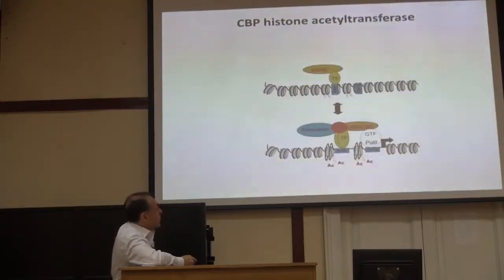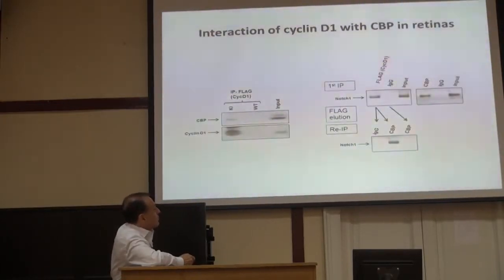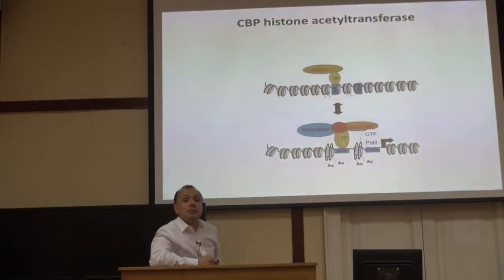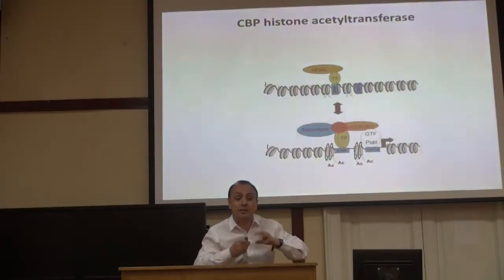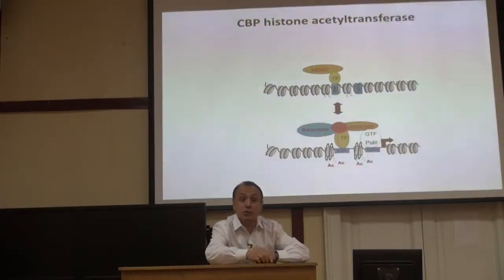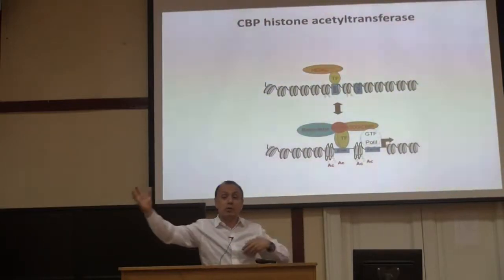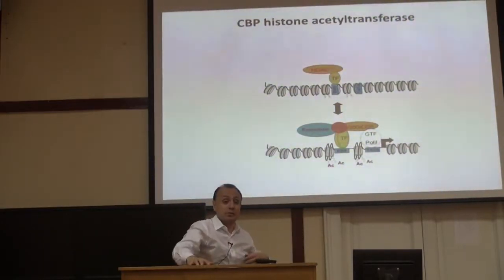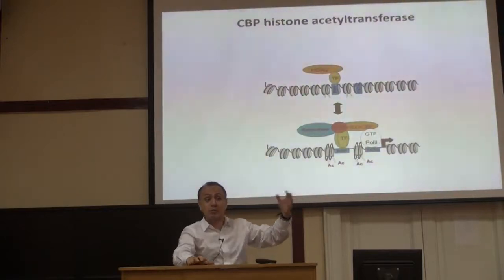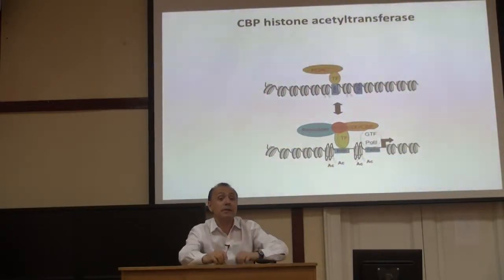Well, now let's ask whether CBP is sitting on the promoter. Now we are going to immunoprecipitate CBP, PCR the promoter, and see whether we see the complex. So we can do it. This is CBP, immunoprecipitated, and sitting on the notch promoter. So can we conclude that CBP and cyclin D1 are sitting together on a promoter? We show that they bind by co-IP. We show that immunoprecipitated cyclin D1 is sitting on the promoter. If we immunoprecipitate CBP, it is sitting there. Can we say that they are sitting together?